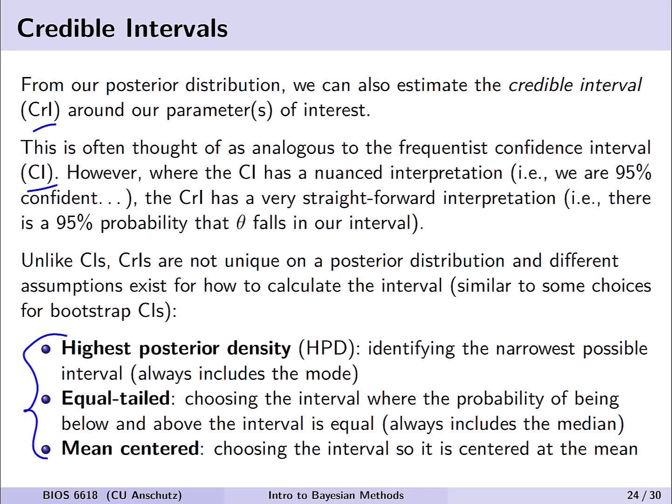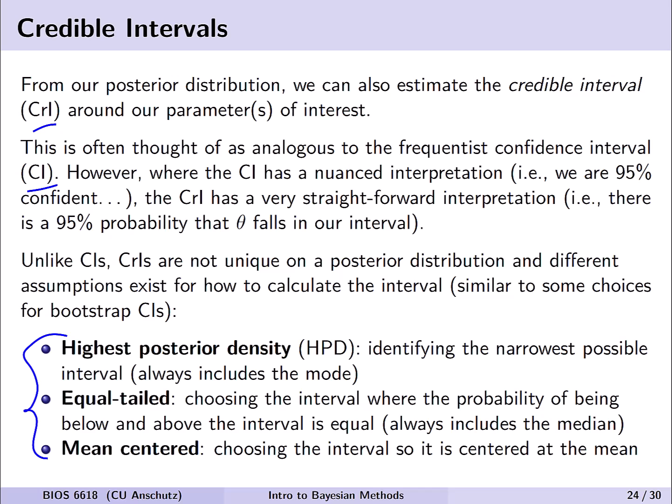But 2 of the common ones at the very top are the highest posterior density, or HPD, interval and the equal-tailed interval. The HPD identifies the narrowest possible interval within your posterior, and this will always include your mode. It is possible, if you have a very strange posterior distribution, that this could exclude something like the mean or median, which might make it a little wonky for that to be your point estimate summary. An equal-tailed interval, on the other hand, is very similar to the idea of a bootstrapped percentile interval, where we choose the interval where the probability of being below and above the interval is equal. This will always include your median as an estimator, and has equal length tails, even if it isn't necessarily the narrowest possible interval.